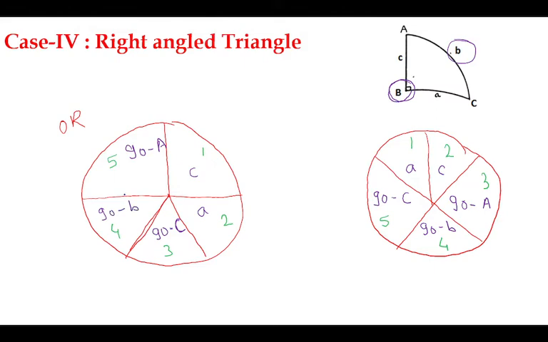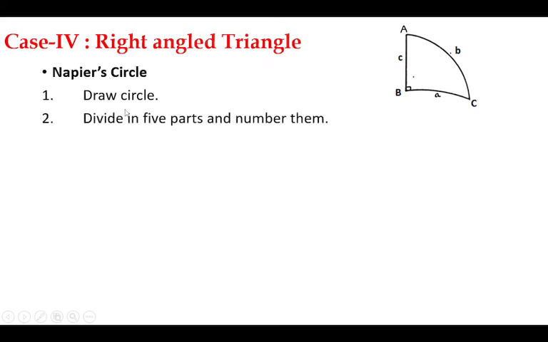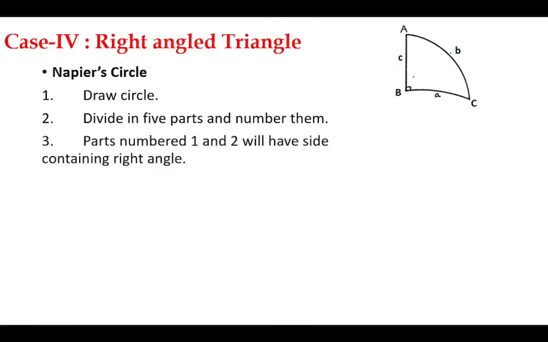So here is the way of completing the Napier circle. Now our Napier circle is ready, and it can be used for Napier's rules to get the answers. Let me quickly show you this Napier's circle. First we draw the circle. We divide the circle into 5 parts. Once we divide these 5 parts, we give numbers from 1 to 5 here.